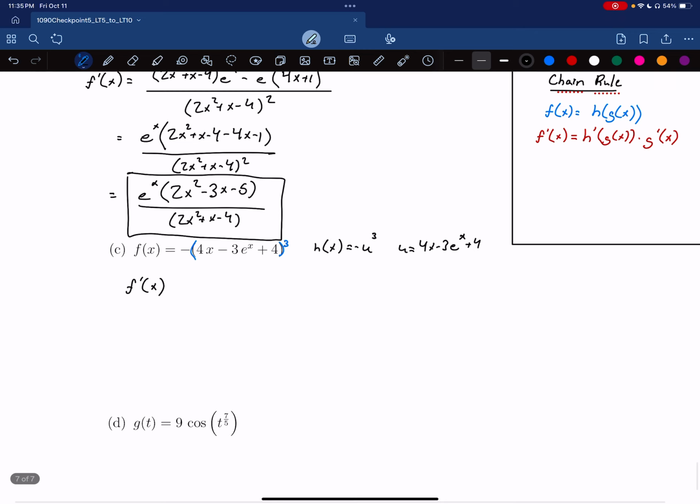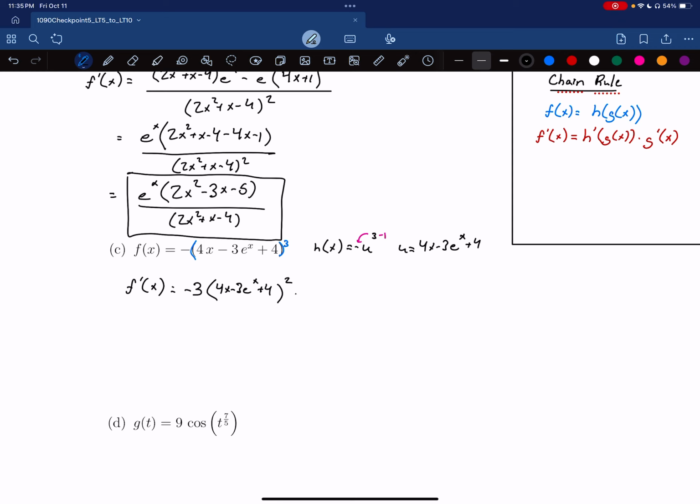So considering h of x here, that's a power rule. So that 3 goes in front. I subtract 1. So I will have negative 3, and then that 3 minus 1 is 2. And then what goes inside there is just what we had originally, that g of x or u value. So 4x minus 3e to the x plus 4, squared.